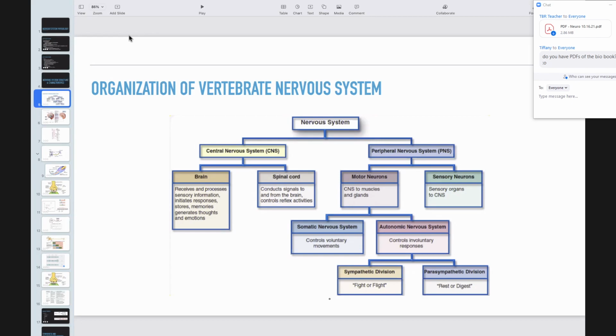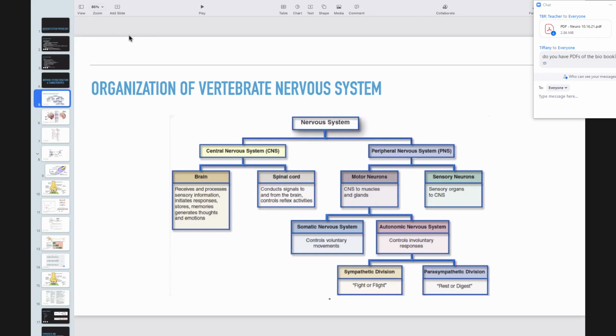So in the peripheral nervous system, we have motor versus sensory neurons. Sensory neurons do exactly what they say. They sense your environment. They take information from your environment and bring it back to the central nervous system for processing so that you can actually make sense of it. The motor neurons go to your muscles and glands, so they help you move. With glands, they can cause contractions to make secretions.